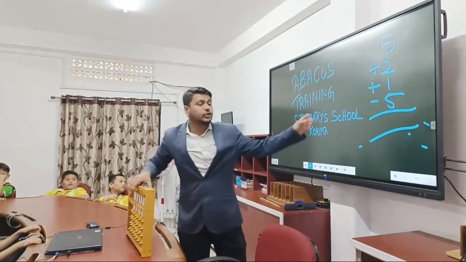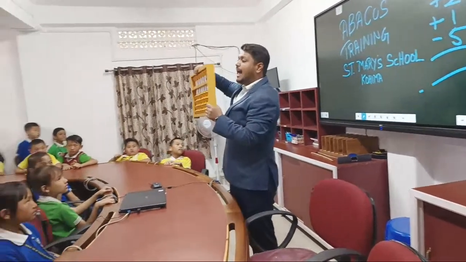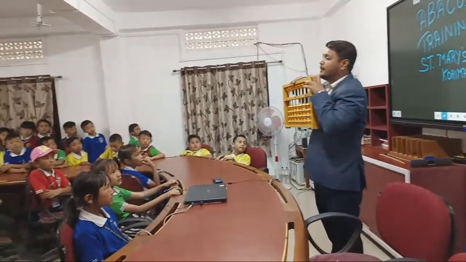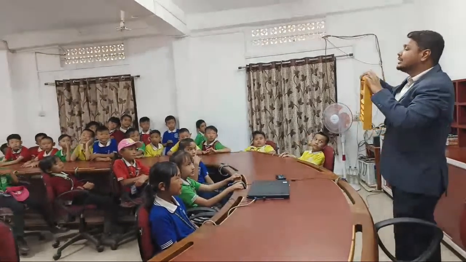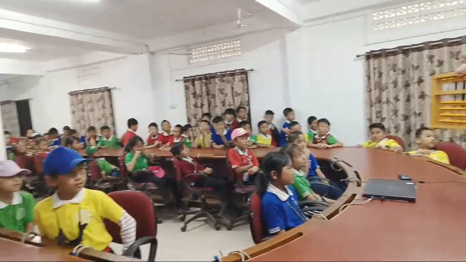Suppose we are supposed to do this sum, okay? Everyone over here, no one will make noise. Plus, for the first number, what is the first number? Five. What are we supposed to do for five? Upper bead down. Very good. Plus two.